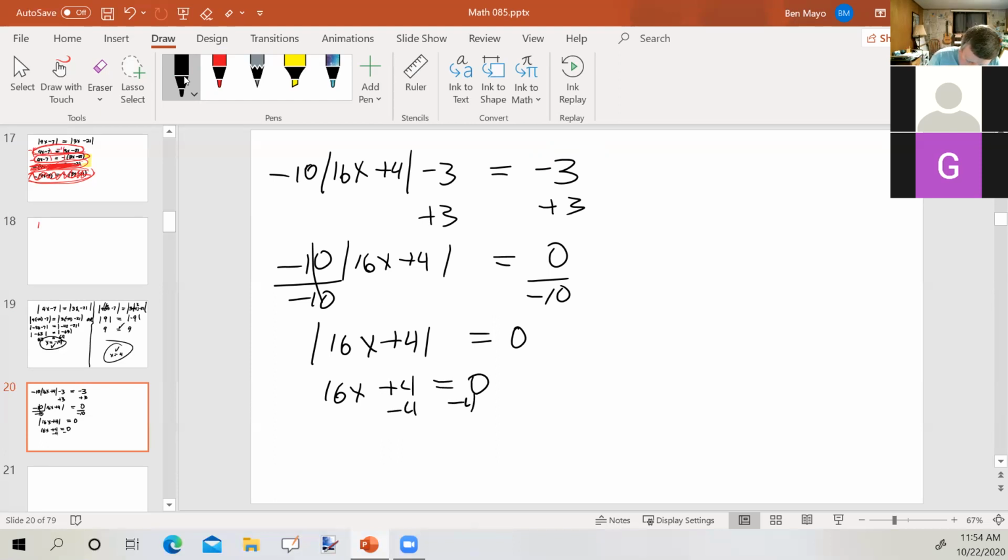So now I'm going to subtract 4 and then divide by 16. So x equals negative 1/4, reducing negative 4 over 16.